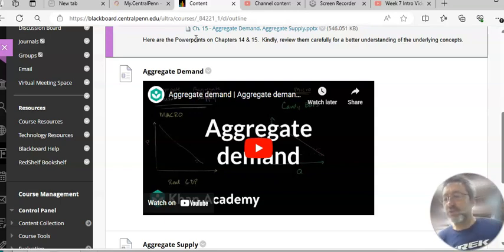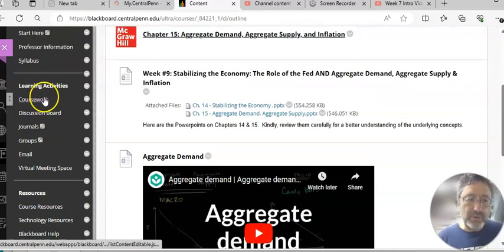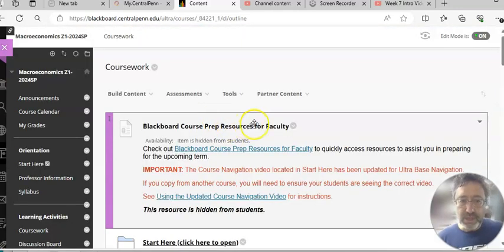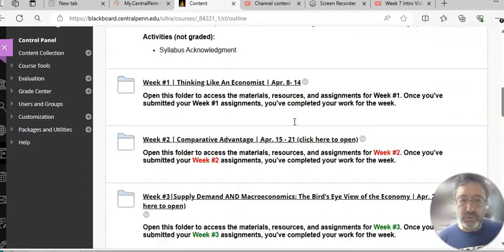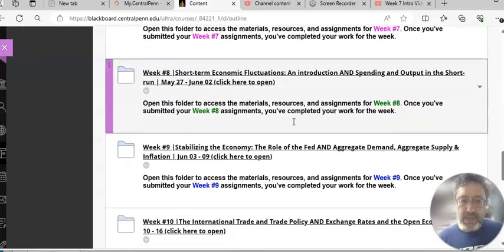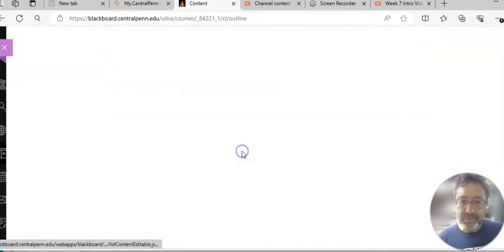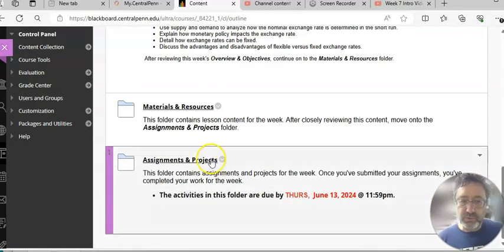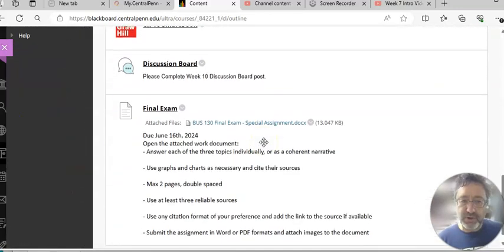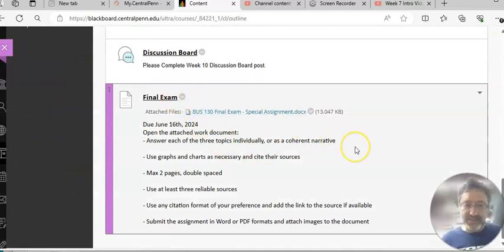But I suggest you start looking at it, and I'll show you what that is and what you have to do. So in this case, when you go to coursework, you need to go to week 10, and on week 10, when you go to assignments and projects, you scroll to the end, and you have the final exam. The final exam is due at the end of week 10. It's due June 16th. Okay, remember, it's due June 16th. So you have this week and next week to work on it.